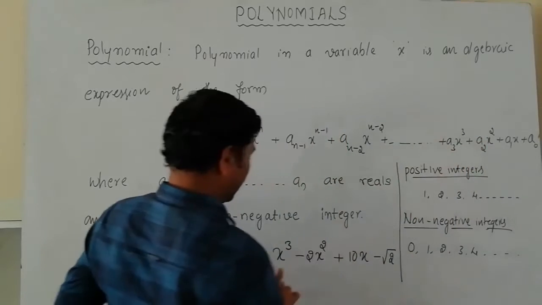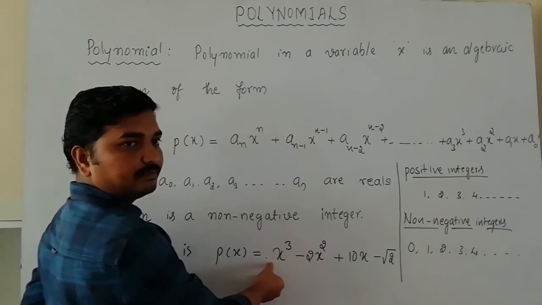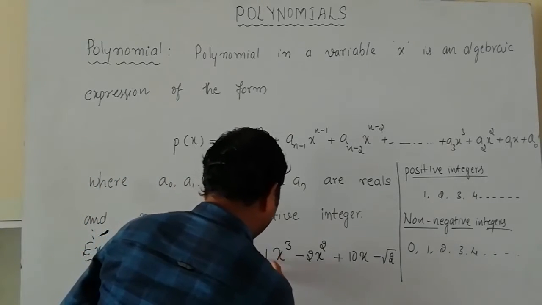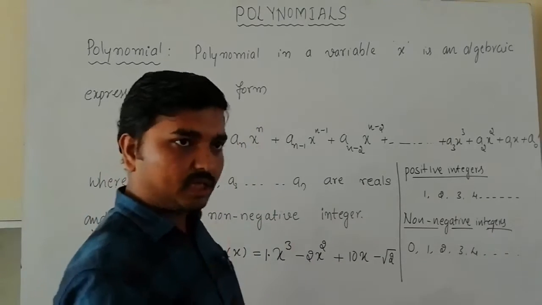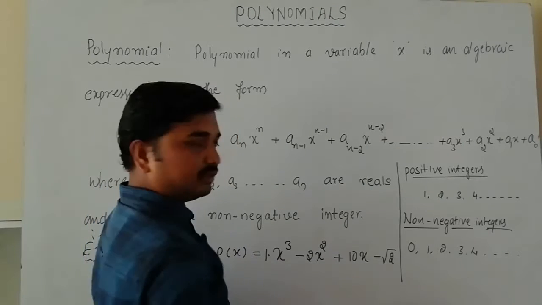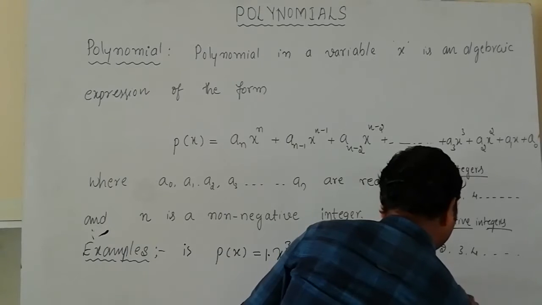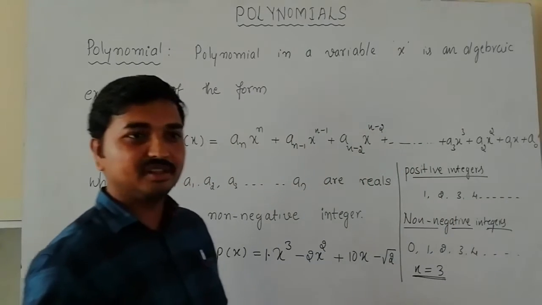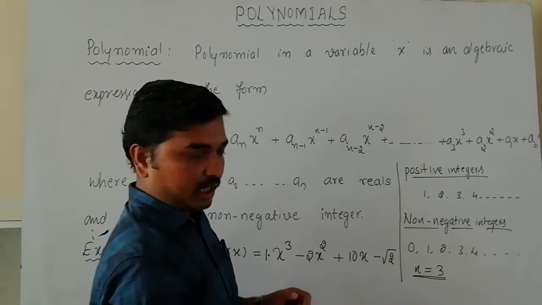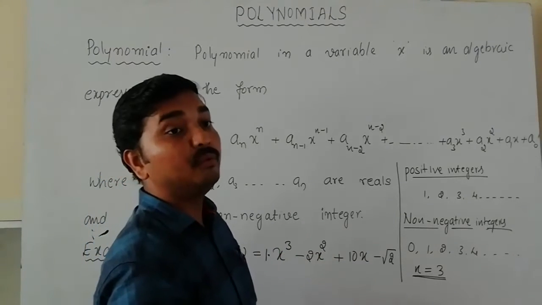X power 3, x power 3. So now in the place of a3, which number is present? 1 is present. Nothing means what? You need to understand 1 is present. Like that. Now look at here. In this polynomial, the n value is actually equal to 3. Here the n value indicates the highest exponent of the variable.